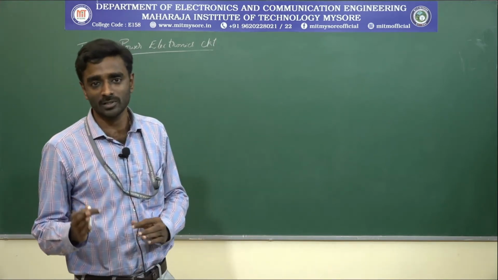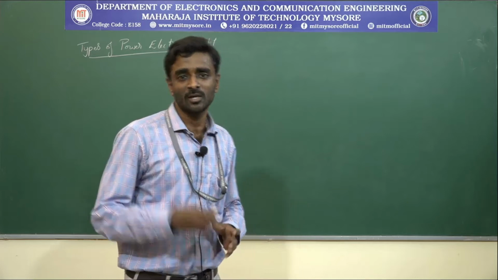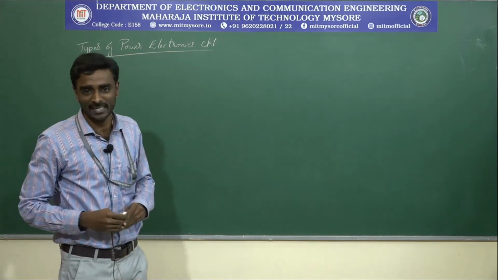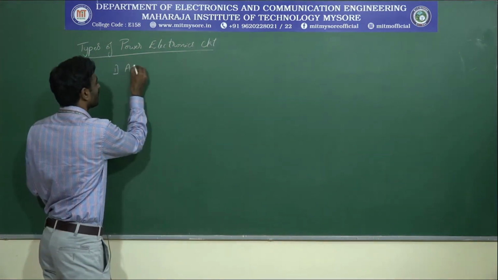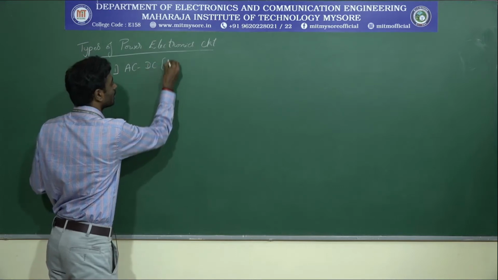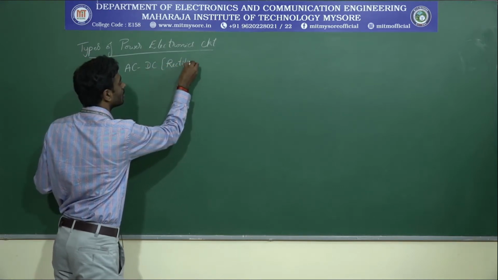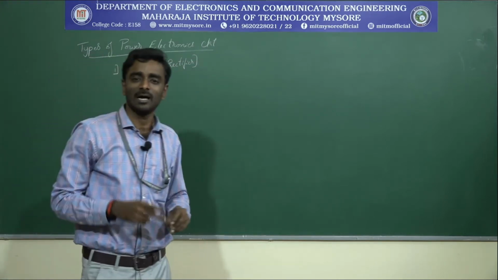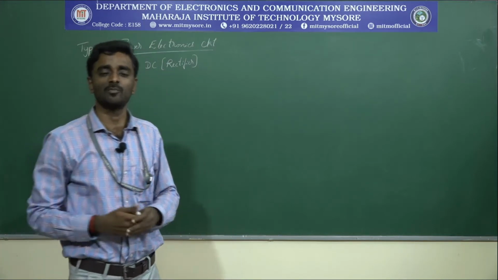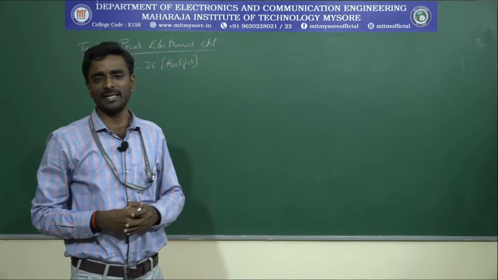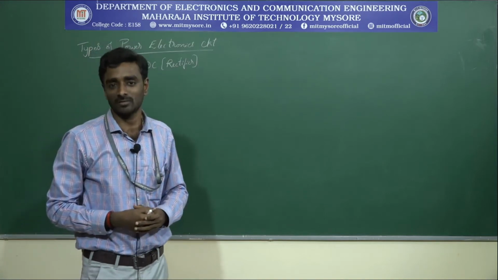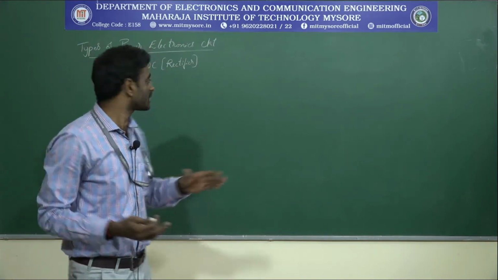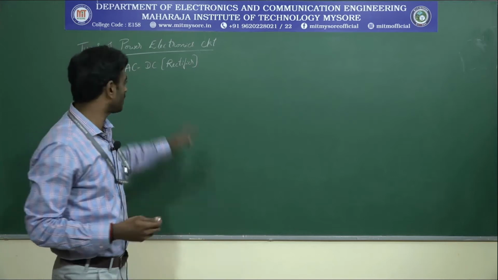Normally, with respect to power electronic circuits, or power electronic controllers, we will have 5 different groups. The first one is AC to DC, that will be called a rectifier. The second one is DC to AC, that will be called an inverter. The third one is DC to DC, that will be called choppers. The fourth one is AC to AC, that will be called cycloconverters. And the fifth one is the AC regulators, where the working will be similar to the rectifier.